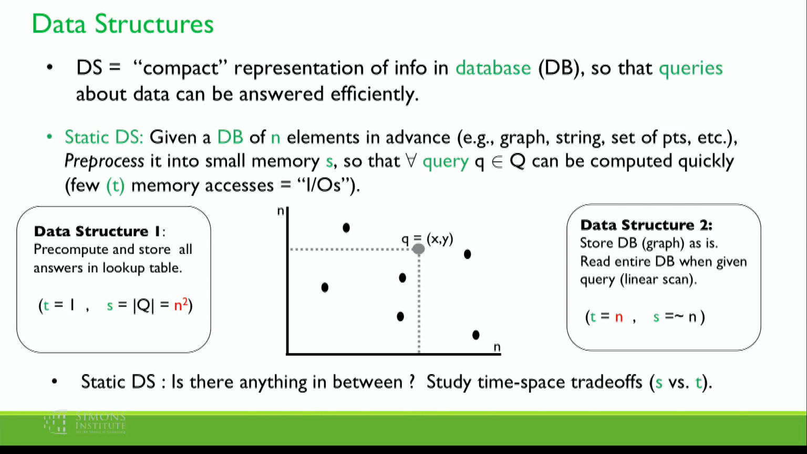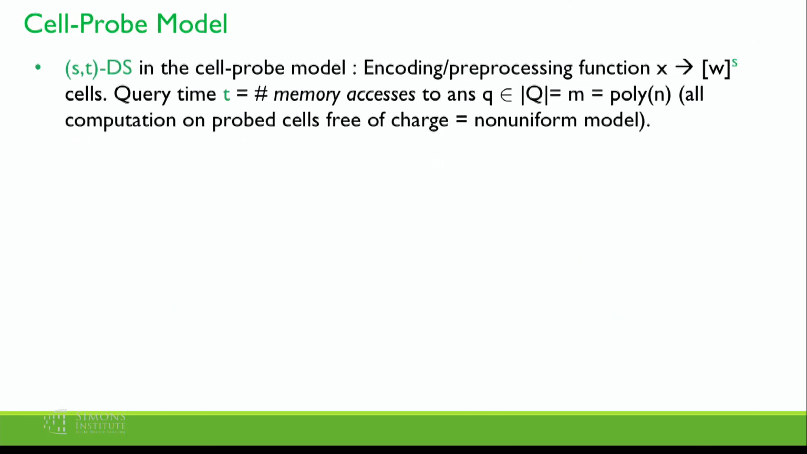And of course, the natural question is: is there anything in between, right? Can we do anything more clever that trades off the time and space? Static data structure lower bounds aim to quantify this trade-off by proving unconditional lower bounds on a trade-off between time and space. Okay, so we want to prove lower bounds.